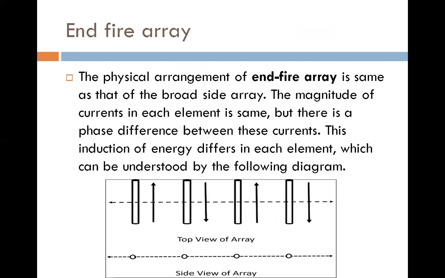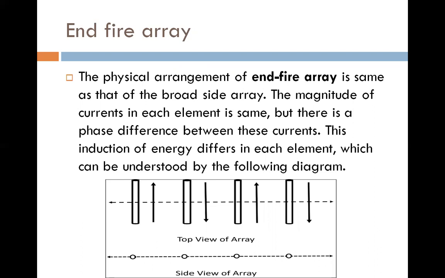Now next we see the end-fire array. The physical arrangement of the end-fire is the same as that of broadside. The magnitude of the current in each element is the same, but there is a phase difference between the currents. This can be understood by the following diagram. That means what is the new thing in this array?